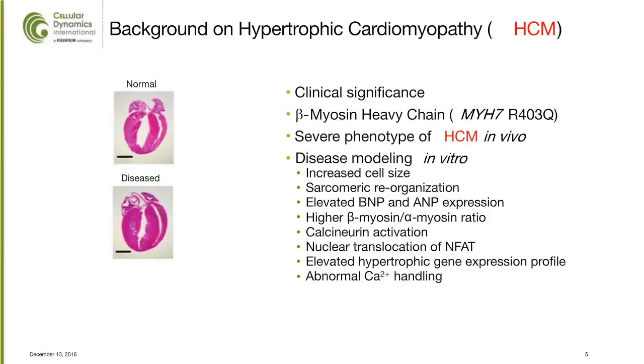So what is HCM? HCM is classically characterized with preserved systolic function and impaired diastolic function. This affects 1 in 500 people and is accompanied by increasing occurrence of arrhythmic events and can lead to sudden cardiac death. HCM is characterized with thickening of the heart muscle. Here you can see in the diseased heart, the heart is thicker, particularly the septum, relative to the normal heart.